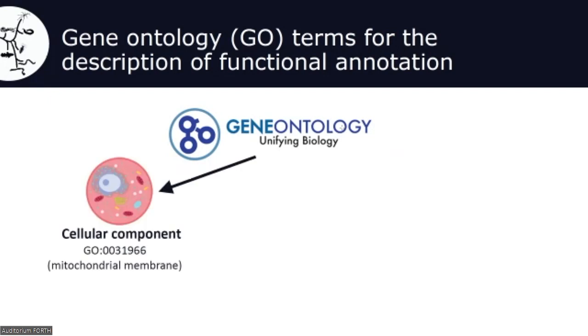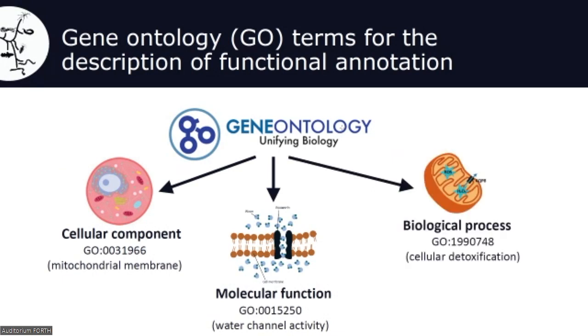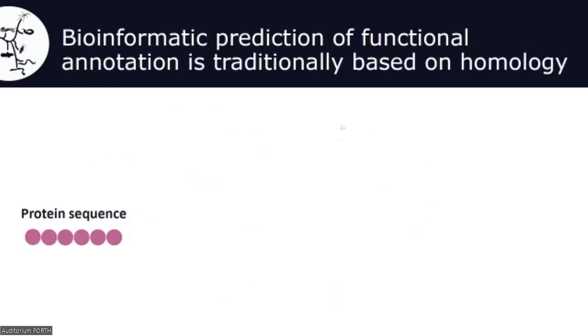It can be divided into categories such as cellular component. So it tells that for this protein, for example, it's located in the mitochondrial membrane. Molecular function, what's the function itself of the molecule, or the biological process it's involved with. So traditionally, the ideal thing to do would be to use experiments to identify these functions, and then for each protein, you would say, okay, this is involved in this and this process. But especially in evolutionary biology, you cannot do that. You cannot do a lot of experiments. So we have to rely on bioinformatic prediction of these functions.